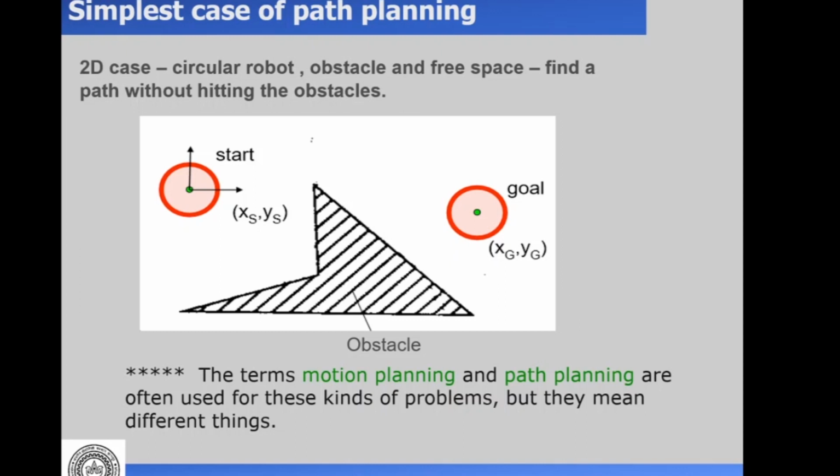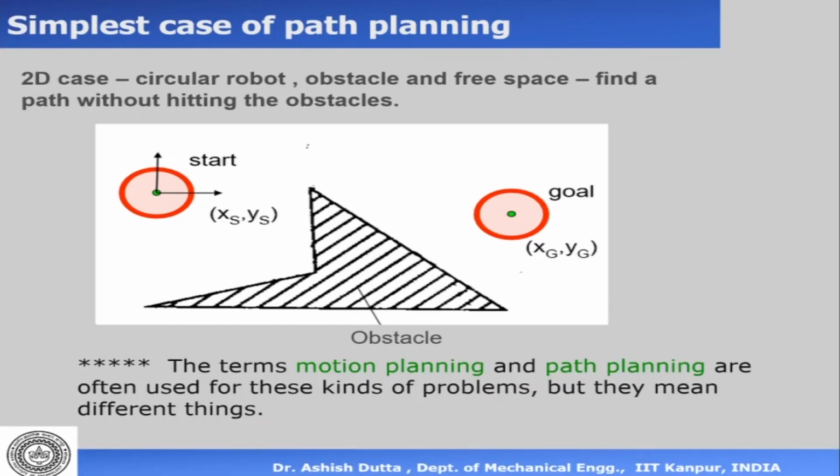Now the simplest case is the simplest case of path planning. This figure shows an obstacle, shown like a triangle, and this is a circular mobile robot. The circular mobile robot can have two wheels on the sides like this, and a caster wheel in front. This is a differential drive robot. This robot is required to go from the start point to the goal point. That is the task. So the simplest case of path planning would be to find a path that will take you from the start point to the goal point without hitting the obstacle.